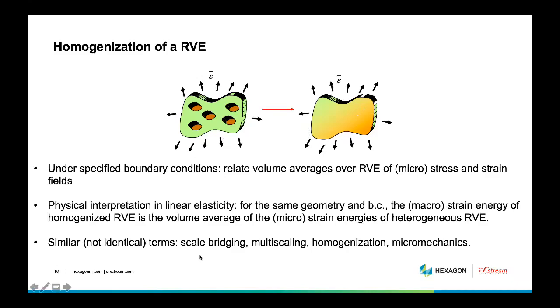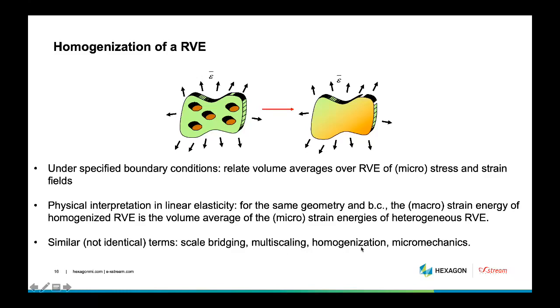Now, you will see and hear a lot of terms which are similar, but they are not identical. So we talk about scale bridging, multi-scaling, homogenization, micromechanics. Scale bridging is really very general, and you can use it every time you bridge different physical or space scales or time scales. Multiscaling, we can also use basically for the same purpose, although in some cases some people would only use multiscaling if you do the scaling between different physics. I will talk about it a little bit later.